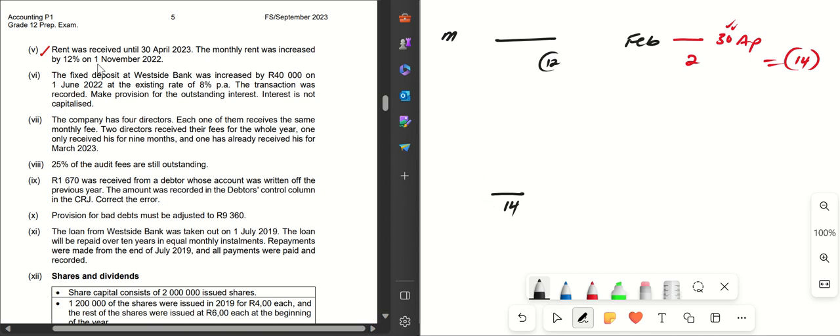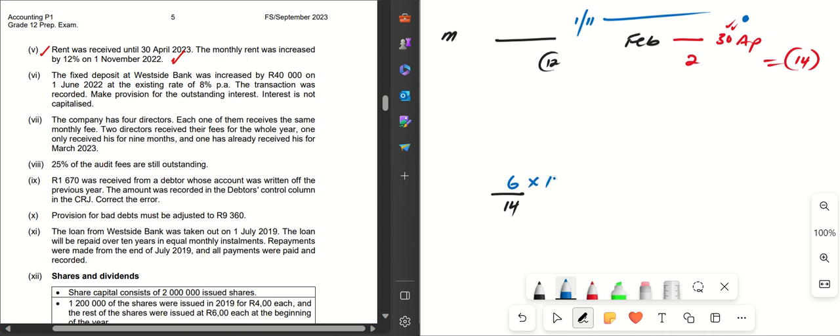Then we are told that it increased on the 1st of November. So if I come to the 1st of November here, that is when it increased up until 30 April. It therefore means from the 1st of November, I'm going to count November because it's the 1st. It's going to be November, December, January, February, March, April. For those months, how many months did you get? I got 6 months. For these 6 months, rent was not 100%.